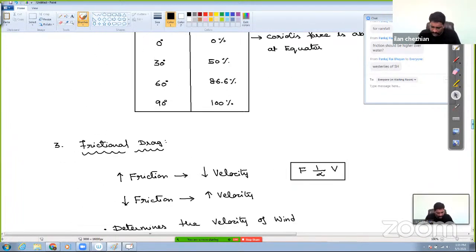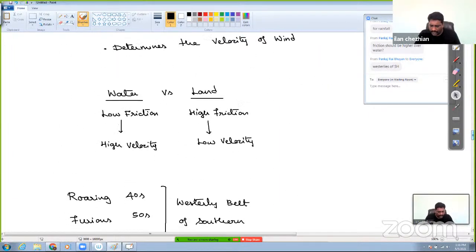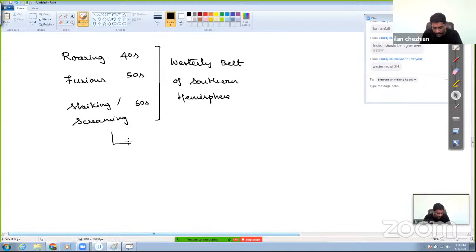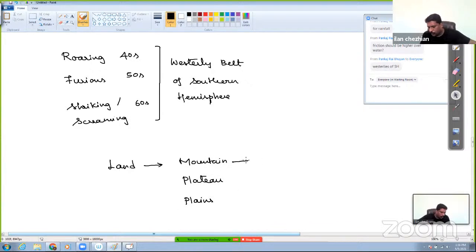Somewhere the frictional drag also I have just told you. Between land and water also I have justified. And if you want to justify within the land, all this terminology simply depicts the high velocity nature of this wind. That's why I always say wind which is flowing over water will always have a high velocity. Now comes the question: if you are on land, land itself has different features. Say for example I have mountain, I have plateau, I have plains. You tell me, among mountains, plains, and plateaus, where will you have maximum friction and minimum friction?